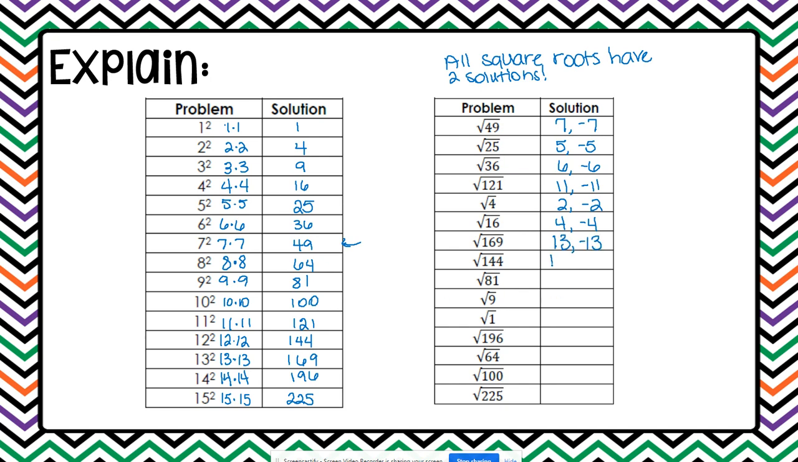The square root of 144 is 12 and negative 12. The square root of 81 is 9 and negative 9. The square root of 9 is 3 and negative 3. The square root of 1 is 1 and negative 1. The square root of 196 is 14 and negative 14. The square root of 64 is 8 and negative 8. The square root of 100 is 10 and negative 10. And finally, the square root of 225 is 15 and negative 15.